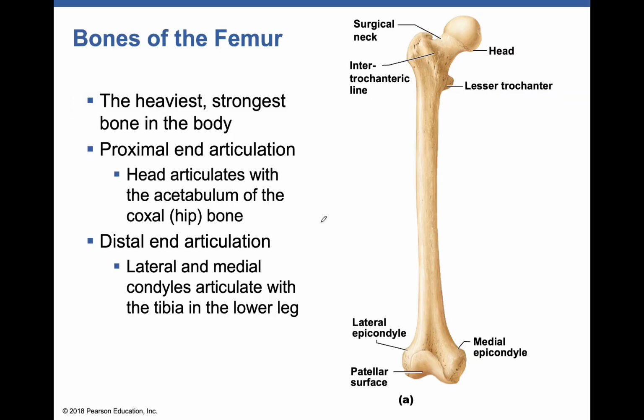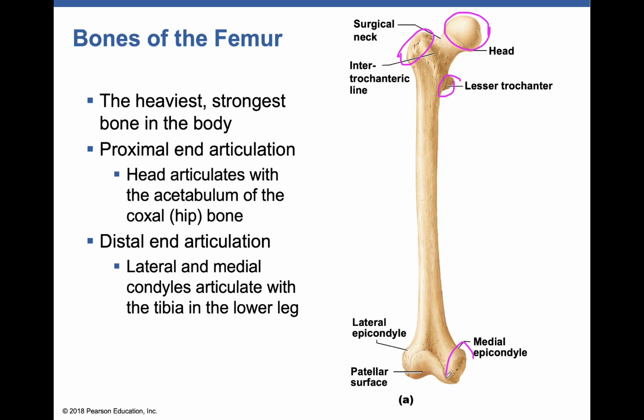Moving down to the bones of the femur. Again, this is a beautiful illustration, very clear. We have a femur. You've got the head. You've got the lesser trochanter. What's not labeled on here, and I'd like you to label that, is this guy here. This is called the greater trochanter.